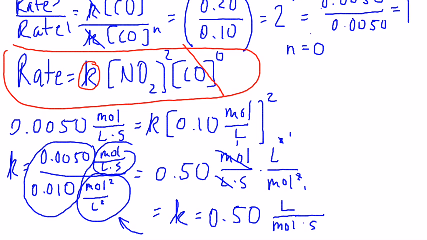I could also rewrite this if I wanted to in a different way. Liters over moles is molarity upside down. So my units could have been molar to the minus 1, seconds to the minus 1. Because the seconds is down in the bottom underneath the division sign. So some problems don't expect you to solve for k, but if they do, this is how you do it. Alright, that's it for now.